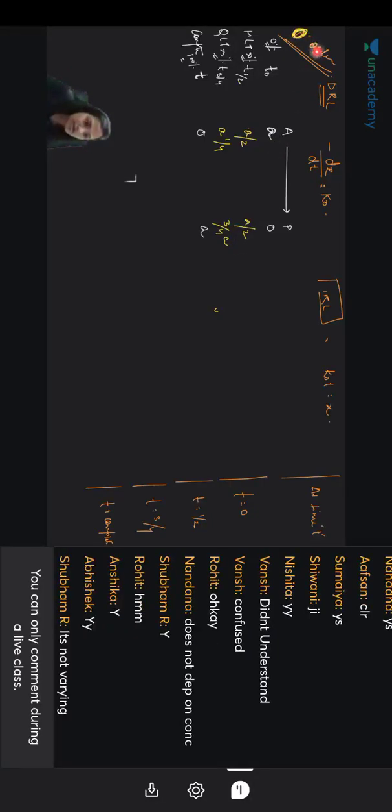This is for zero order. Please guys remind yourself again. This is for zero order, when the rate was constant. जब रेट हमारा कांस्टेंट था.